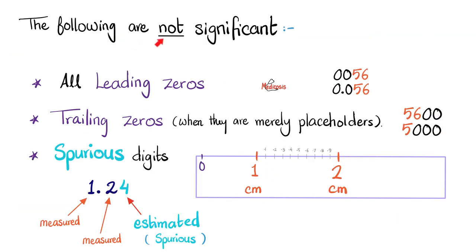Some rules. The following are not significant. Number 1, all the leading zeros. Leading means in the beginning, on the left. Look at these leading zeros, not significant. How about here, adding a decimal, still not significant. Okay, got it. No, you did not.